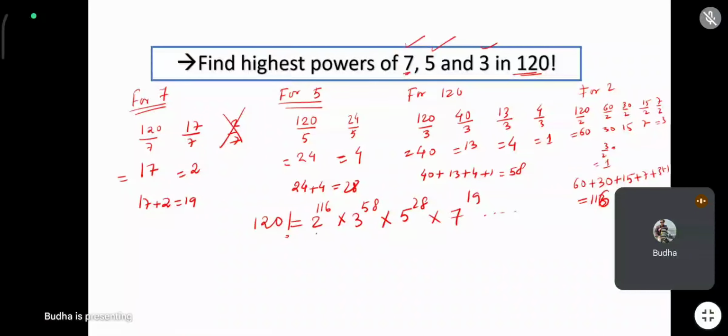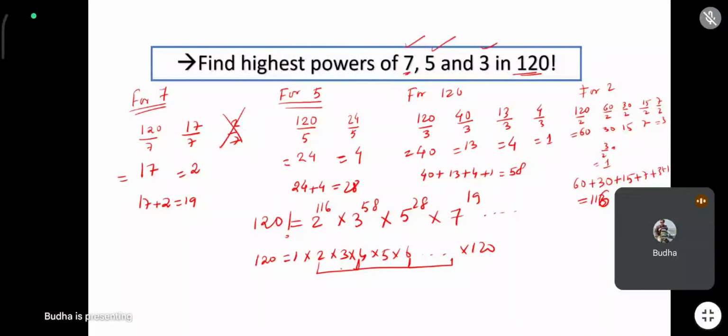Now, why 2 का power has the maximum? अब सोचो 120 को अब ऐसे लिखोगे 1 into 2 into 3 into 4 into 5 into 6 and so on 120 तक. देखो 2 कहाँ से जनरेट हो रहा है. Every even number will give us 2. इसलिए 2 का पावर सबसे ज्यादा है.